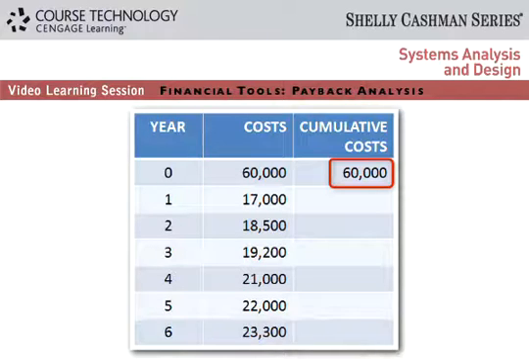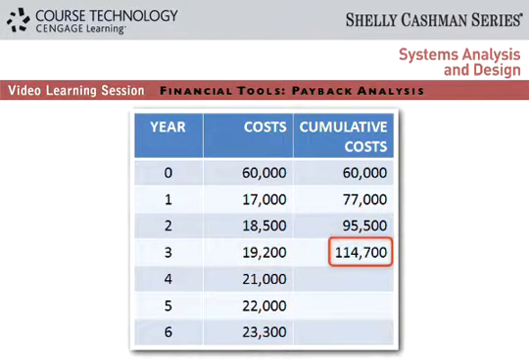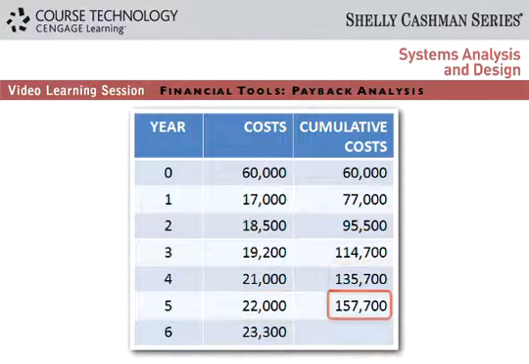Now we'll calculate cumulative costs for years 1 through 6. Each year, we take the cumulative total and add the current year for a new cumulative total. Let's continue the process and fill in the rest of the totals. That's it for costs. Now we'll add benefits columns and do the same thing.